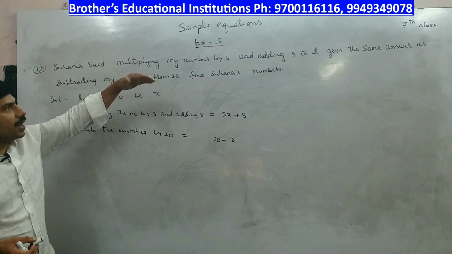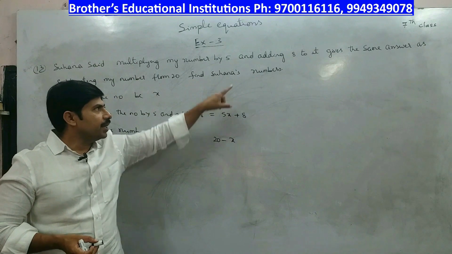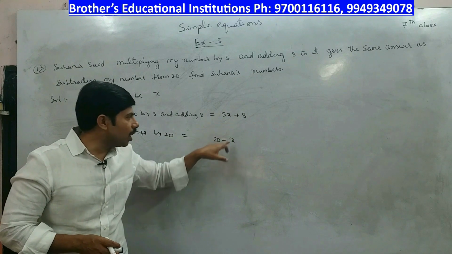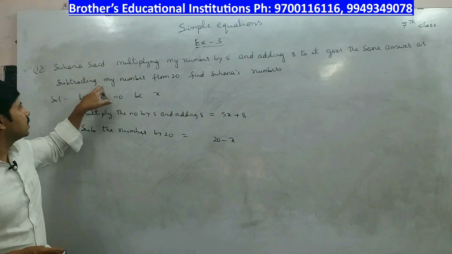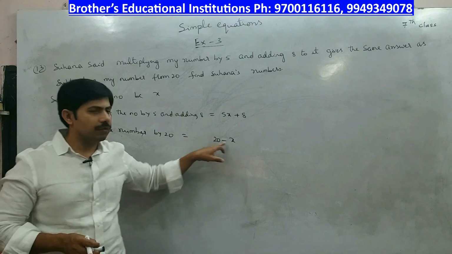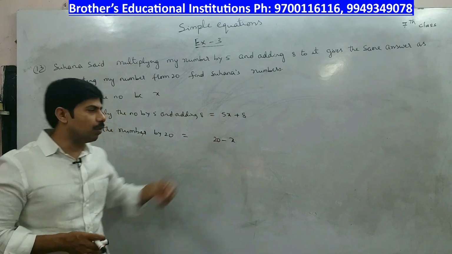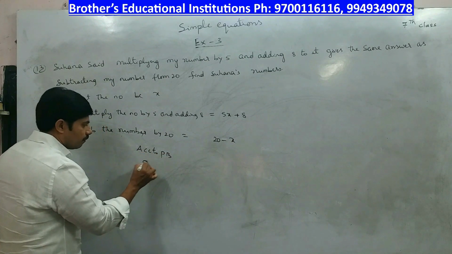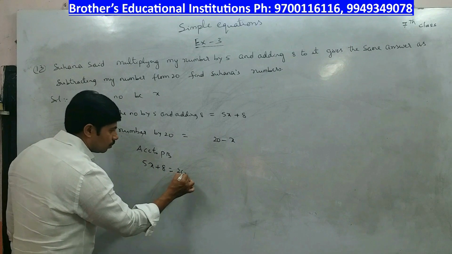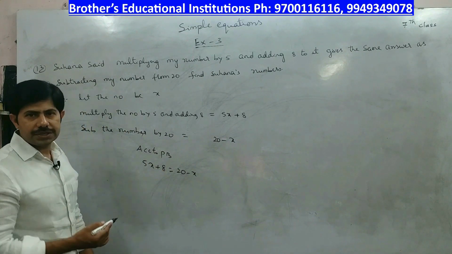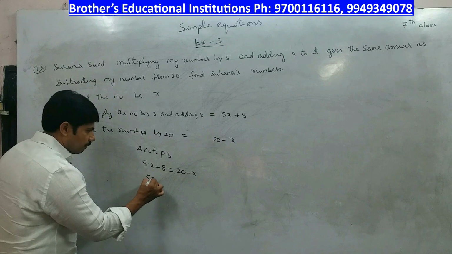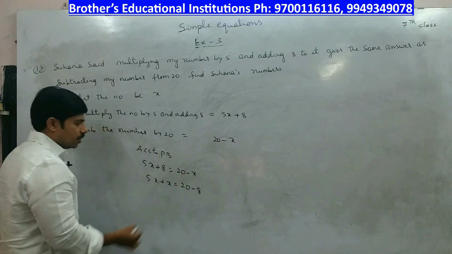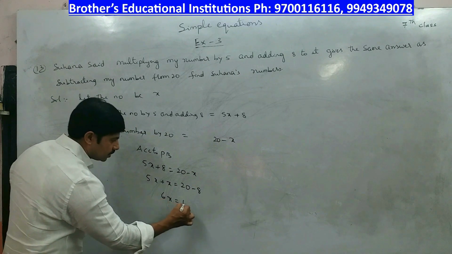Again we will get back to this question. Multiplying my number by 5 and adding 8 is 5x plus 8, and it gives the same answer as subtracting my number from 20, that is 20 minus x. Here same answer means these two are equal. So according to the problem, 5x plus 8 is equal to 20 minus x. So x terms on one side, numbers on one side. So it is 5x plus x is equal to 20 minus 8. So 5x plus x will become 6x is equal to 12.